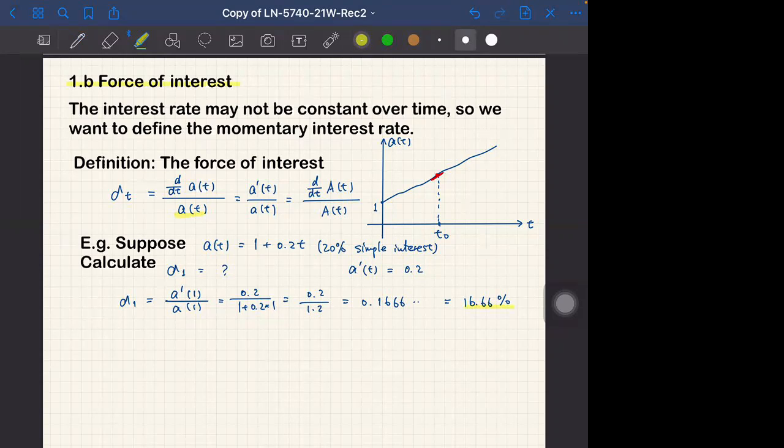So simple interest, at the beginning, it's earning 20%. But even as the principal gets larger, the amount of increase does not change. So that means the effective interest rate, sorry, the force of interest rate gets smaller and smaller. So even after 5 years, a of t becomes 2, but still it increases only 0.2 per year. So the interest rate becomes 10% at that time. The force of interest becomes 10%. Okay, so this is the definition of the force of interest.